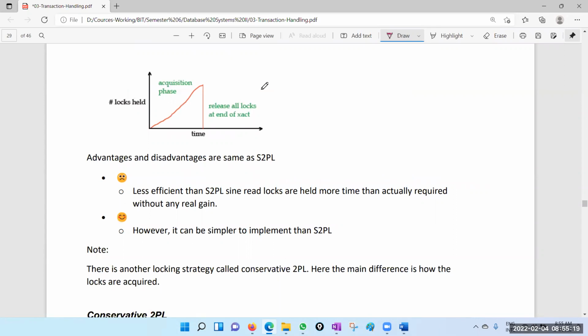Actually, this should have been something like this. Acquisition phase, then you stay there. Then all of a sudden you release. Actually, it could have been a better diagram. So you gradually acquire. Then you are finishing your transaction. You are not releasing anything. But now you are releasing both read and write, both read and write together at the end. So that is called strong strict two-phase locking, SS2PL.